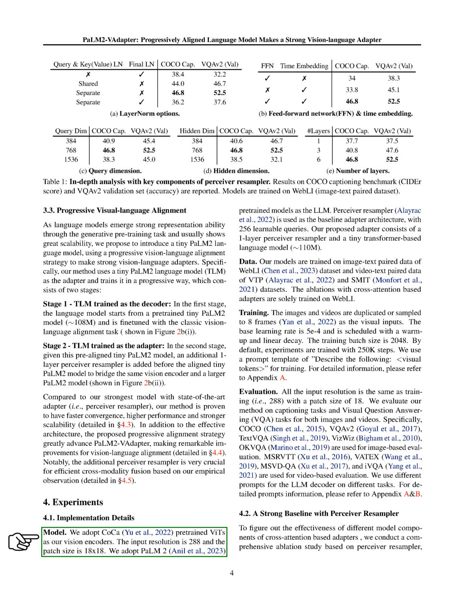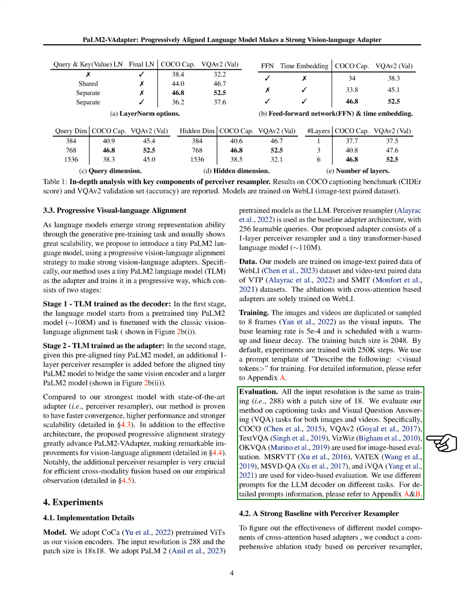For implementation, we use CoCa pre-trained vision transformers, ViTs, as our vision encoders and PaLM2 pre-trained models as the LLM. The adapter architecture in our proposal includes a one-layer perceiver resampler and a tiny transformer-based language model. Our models are trained on datasets featuring image-text and video-text pairs, with specific details on training parameters and evaluation metrics provided for a comprehensive understanding of our approach.